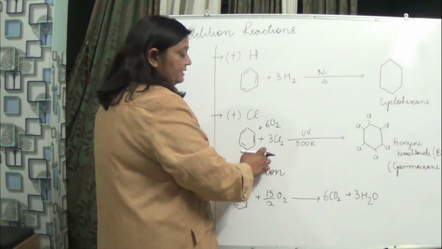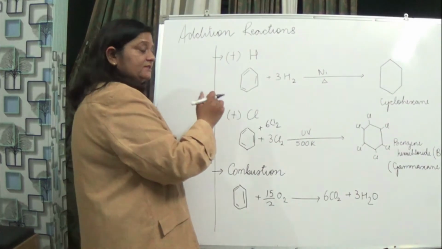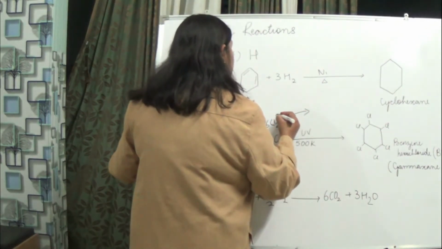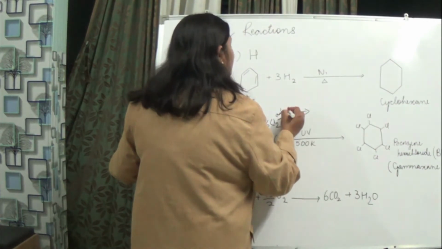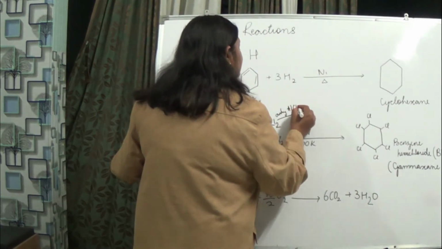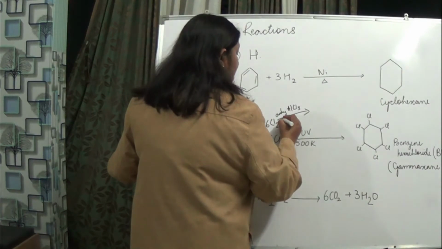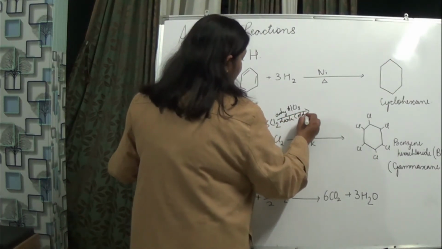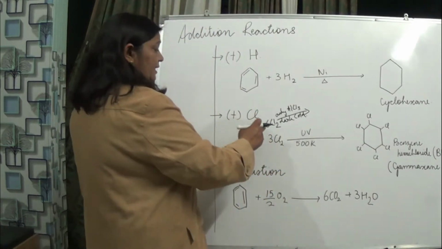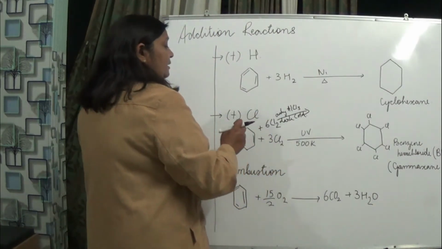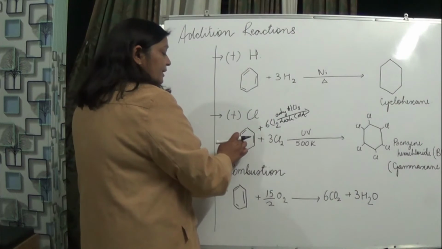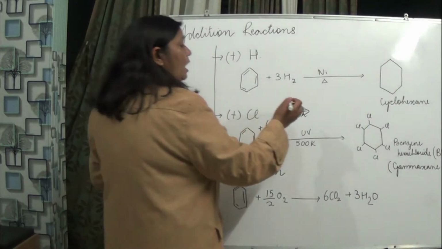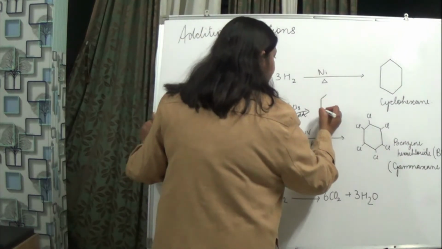Initially we had taken 3Cl2, now we are taking 6Cl2, and the conditions are that we are taking anhydrous AlCl3, and it is in dark condition, as well as cold condition. What will happen? We will see that Cl2 will be joined to this, chlorine will be joined to this, in which manner? Let us see.